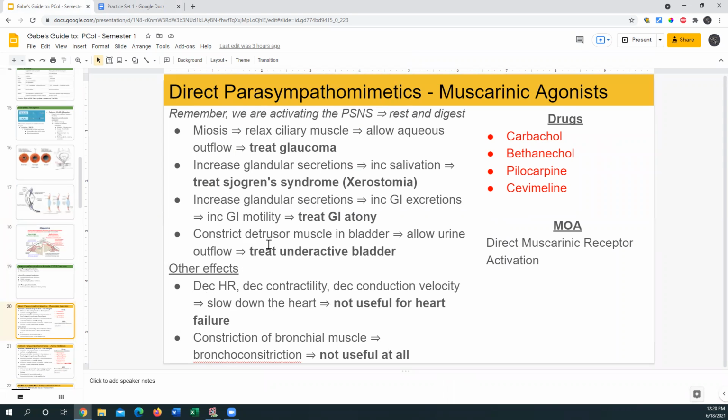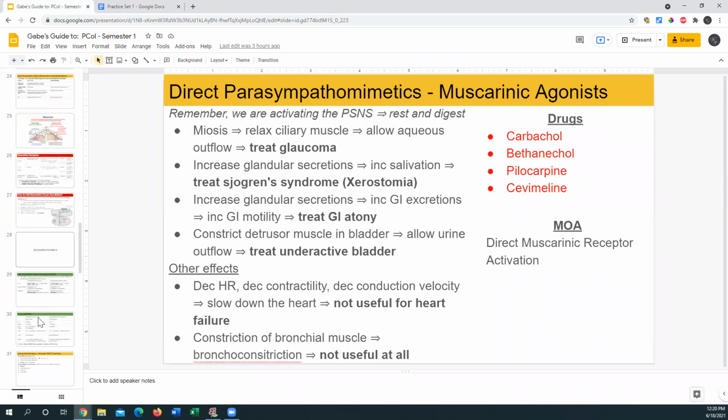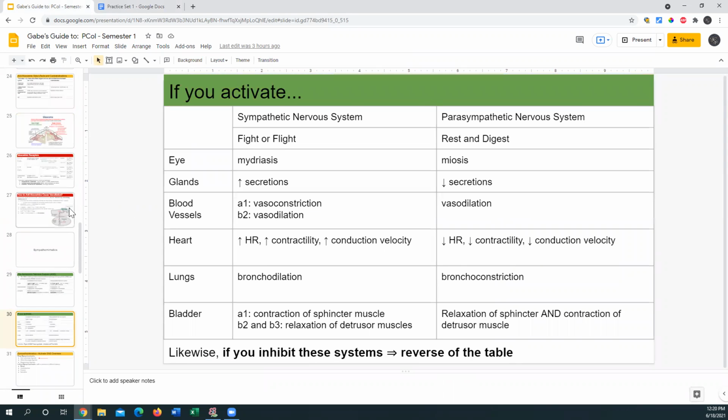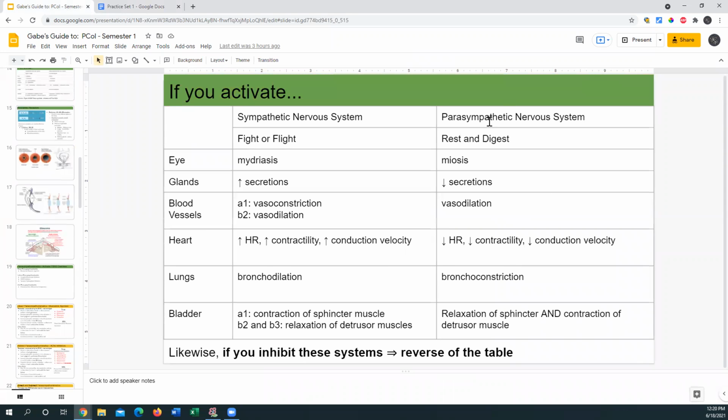And so if we're going to be anticholinergic, then we're going to be anti all these different pieces. So I think I have a nice comparison chart. So if we're going to be anti-parasympathetic, then we're going to have mydriasis.